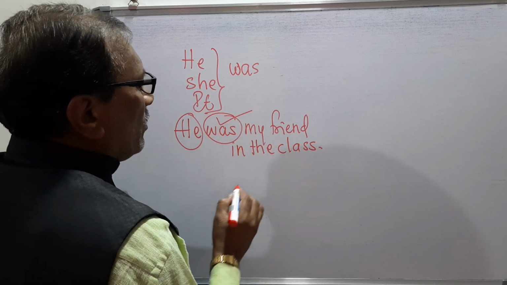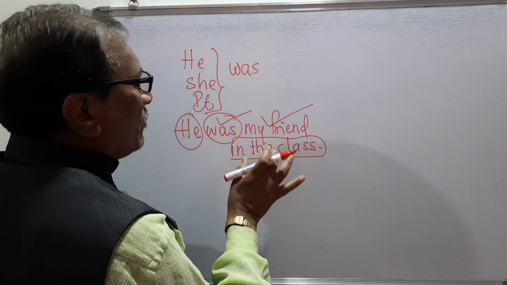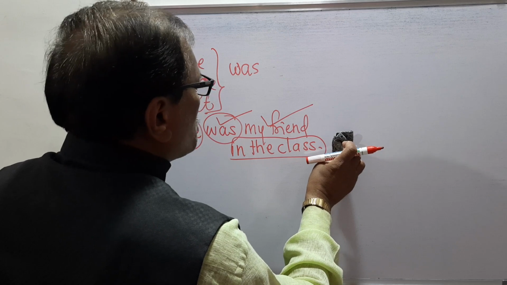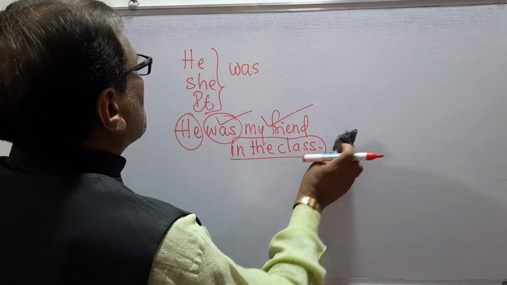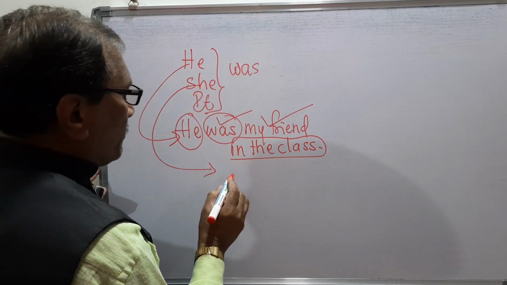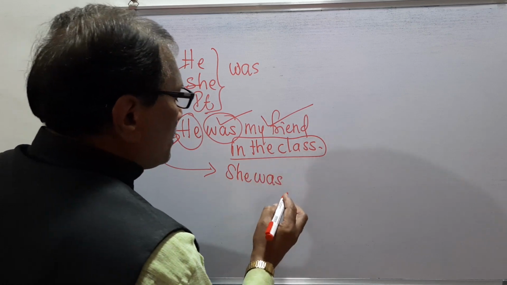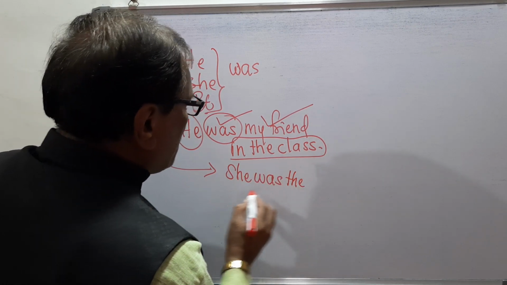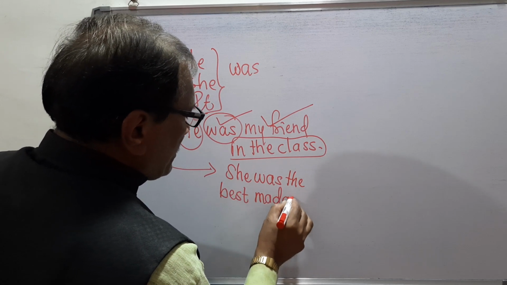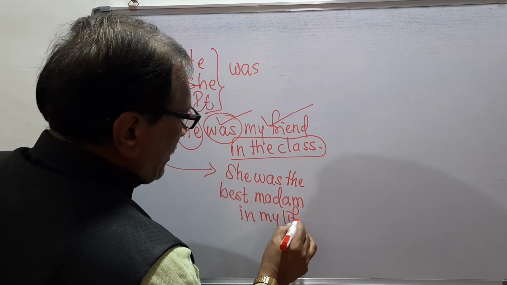So was is singular, my friend is singular, and in the class is the phrase of the extra words or additional words which are helping to give the sense to the particular sentence. Then now she. She was the best madam. She was the best madam in my life.